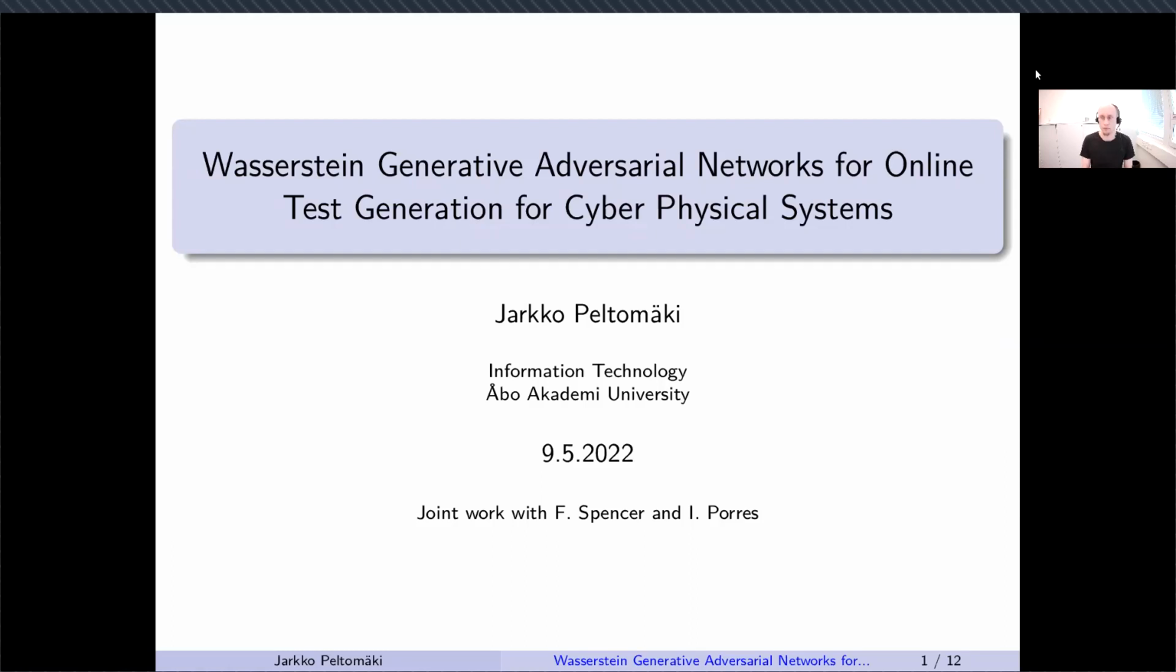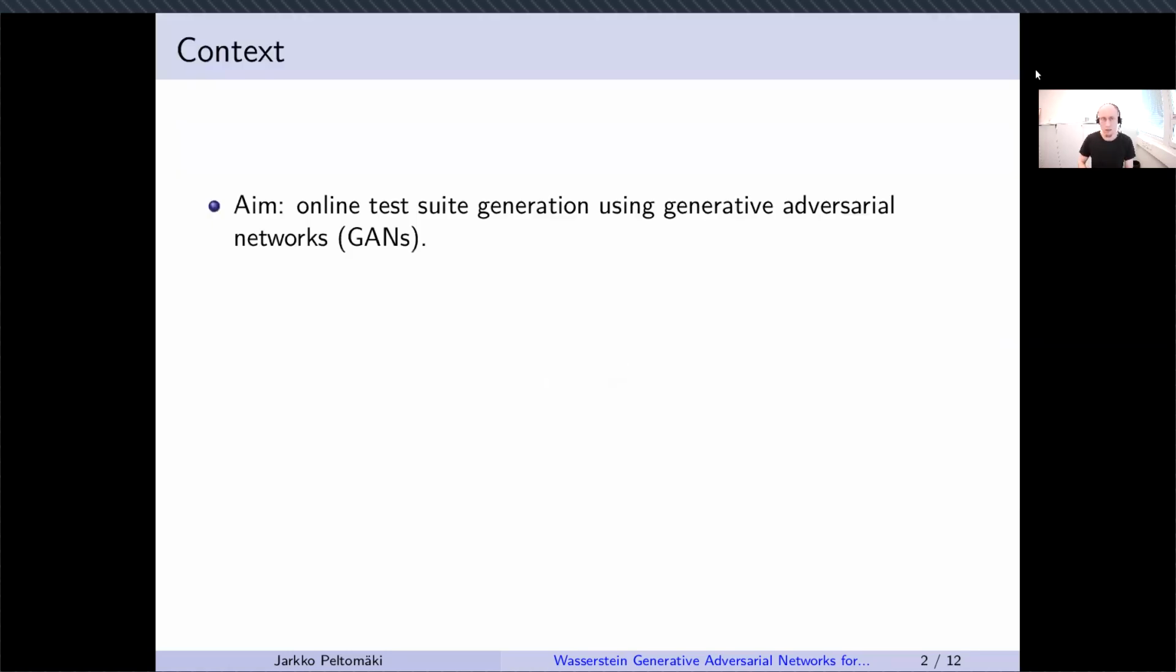And what I'd like to tell you is about how to use generative adversarial networks for test generation. This is joint work with Frankie Spencer and Ivan Pores, also from Åbo Academy University. So the aim of this talk is to tell you how to generate test suites with generative adversarial networks, that is GANs, in an online fashion.